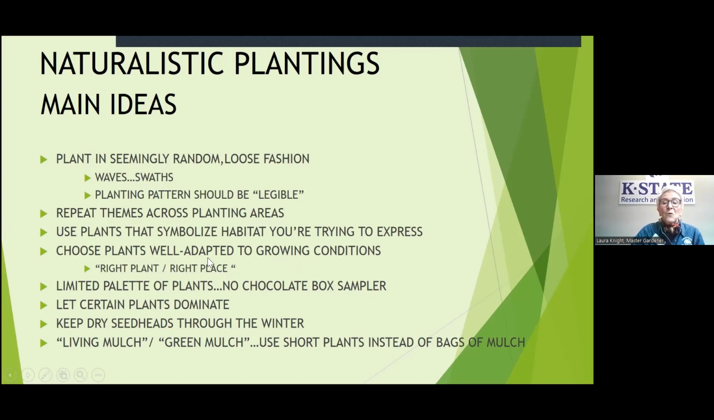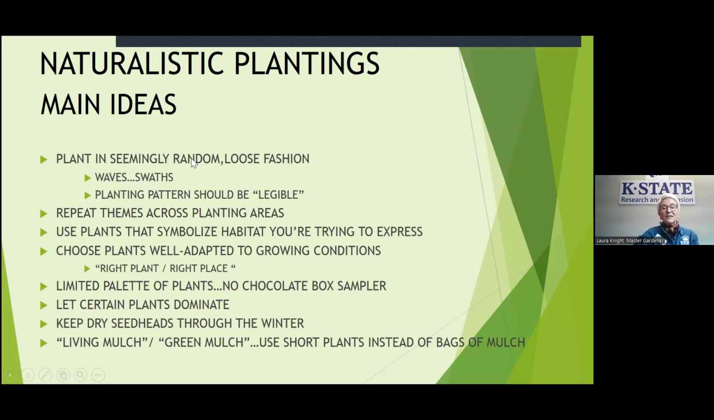So choose plants well adapted to growing conditions. And we love to say right plant for the right place. But I will be the first one to admit that I have gotten the right plant because I know it's right for me. And I have almost destroyed everything else, making that plant be in the right place by changing the pH, by doing all kinds of things to it. No, what right plant for the right place means is that you have a place and you know what that place offers. So you go looking for a plant that will live happily there.